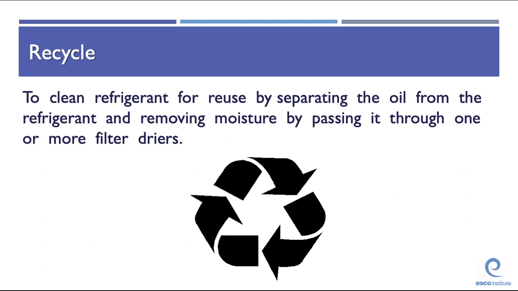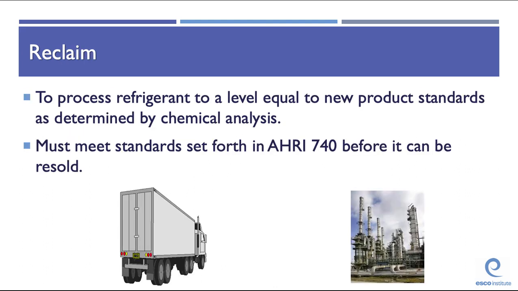Recycled, once restored to meet ASHRAE 700, which is new refrigeration standards, it can be used in a system owned by someone else. Reclaiming is to process the refrigerant to a level equal to new virgin product specification as determined by chemical analysis. Reclaimed refrigerants must meet ASHRAE 740 standards before they can be reused.